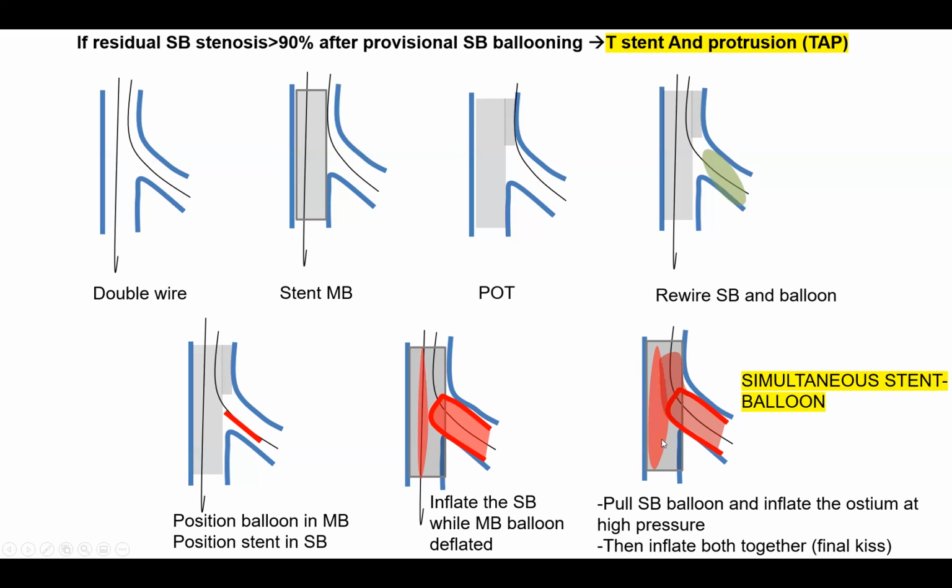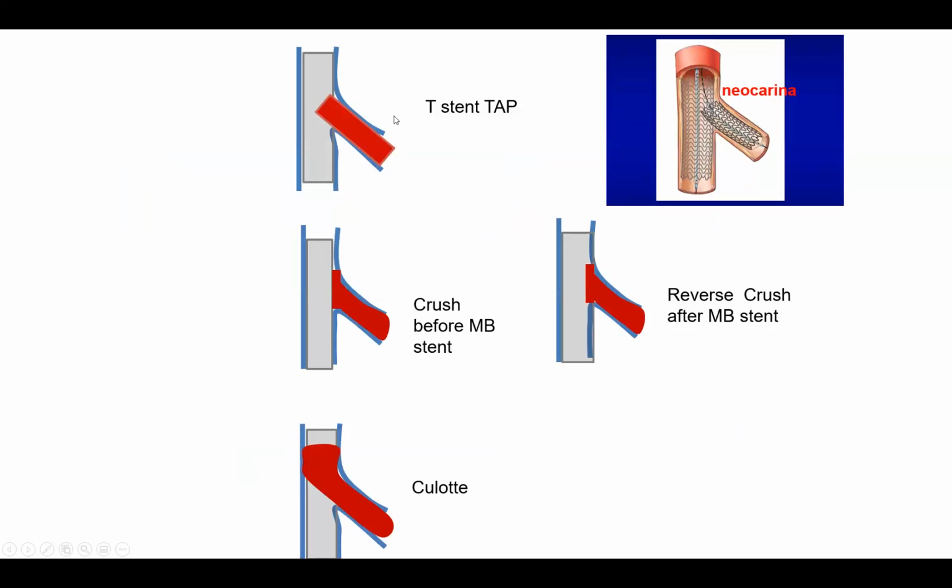Now, there are several caveats to T-stent. One, this is how T-stent looks like. So you will have a piece of metal. The idea of the T-stent is that you will have a piece of metal called neo-carina hanging in the main branch and the main branch stent. And that's why a lot of operators don't like it. This is unlike the crush technique where that stent is crushed against the wall.